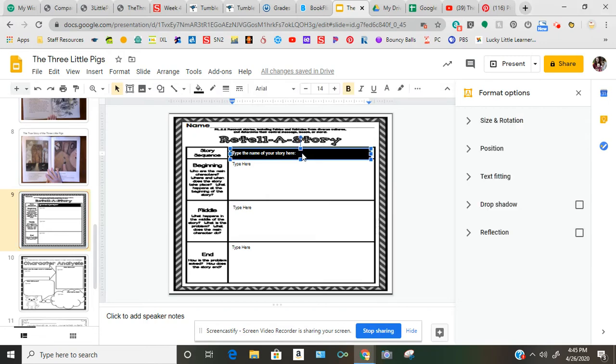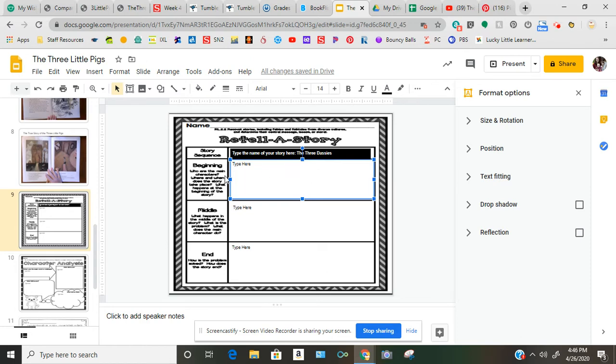So on yours, when you get to this page on your slides, you want to type the name of the story that you're going to be using. So if you're going to use the Three Ninja Pigs, that's what you would write here. I'm going to write the Three Dassies. And that way, that gives Mrs. Keaton a heads up so that I know which story you're referring to on all of these pages.